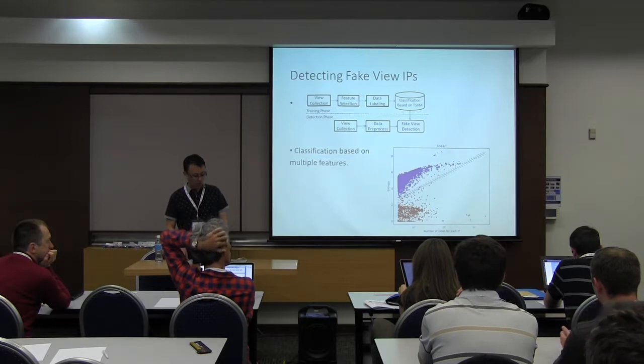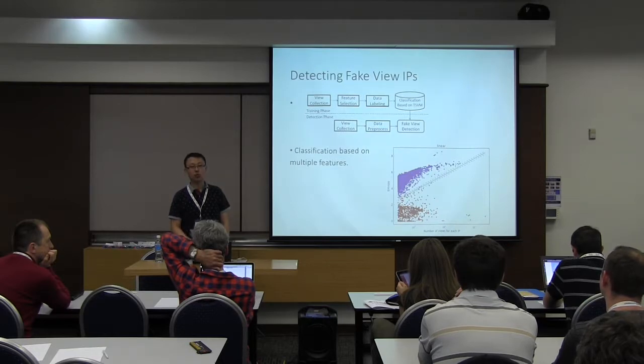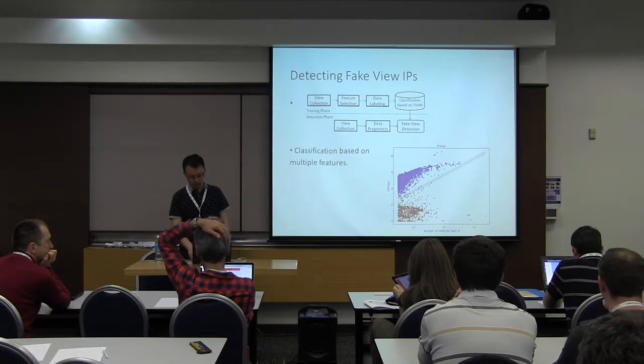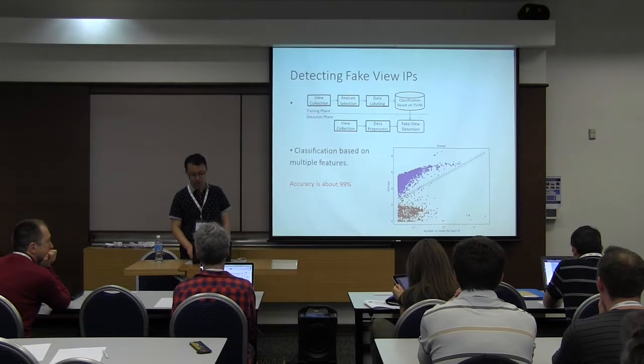Now, together with the video entropy, IP entropy, and view count, we run TSVM again to classify all these IP addresses into normal IP addresses and IP addresses creating fake views. We also check the classification result manually and find that the accuracy is about 99%.